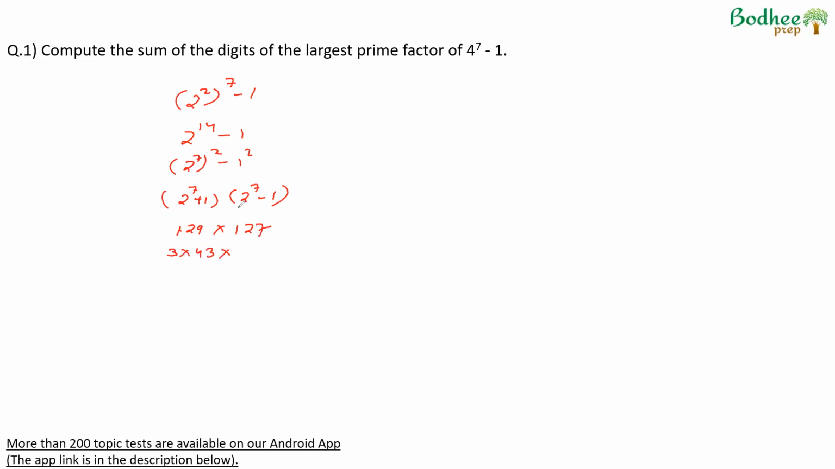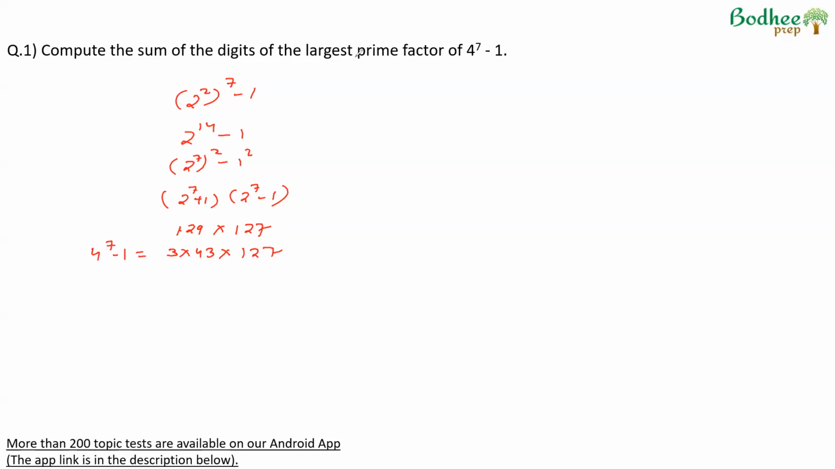127. If we try to divide 127, 127 is not divisible by 3. 7 ones are 7. Not divisible by 7 either. Not divisible by 11. And therefore this will be prime. So 4 raised to power 7 minus 1 is nothing but 3 into 43 into 127.